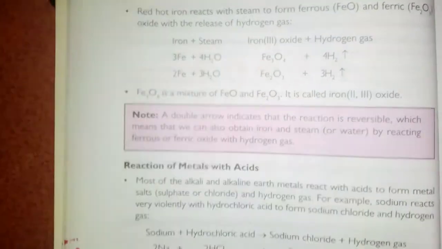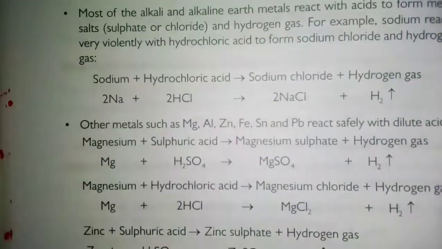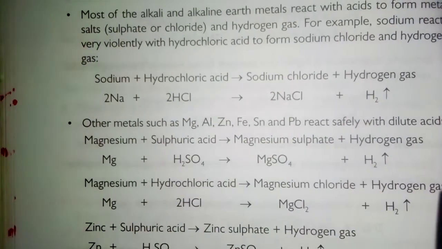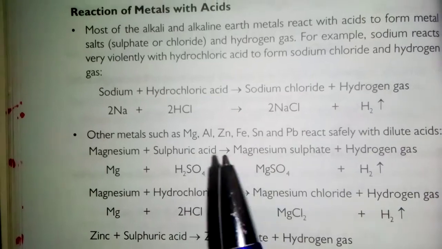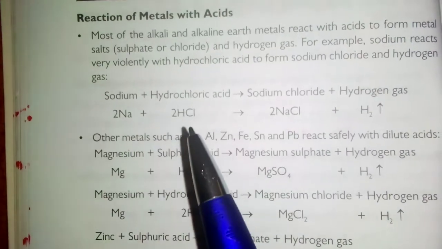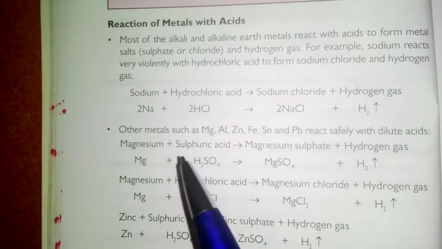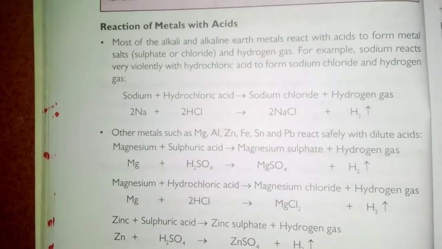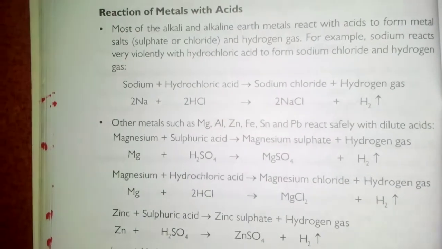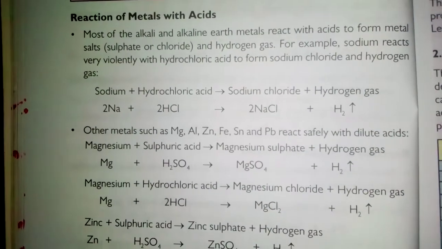Metals also react with acid. That is another chemical characteristic. And when they react with acid, they produce a salt and hydrogen gas. And that's what we are seeing: sodium plus hydrochloric acid gives sodium chloride plus hydrogen, or magnesium plus sulfuric acid gives magnesium sulfate and hydrogen gas. That is a reaction of metal with acids.